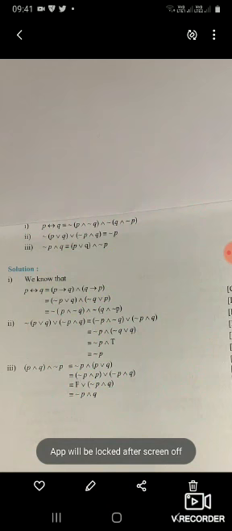Now listen, what are the laws I have used? First one, we have multiplied negation inside, De Morgan's law. Second, the distributive law. It is clearly written on the side there.